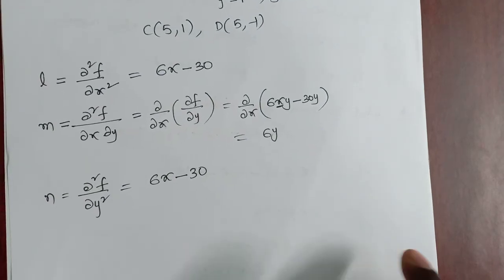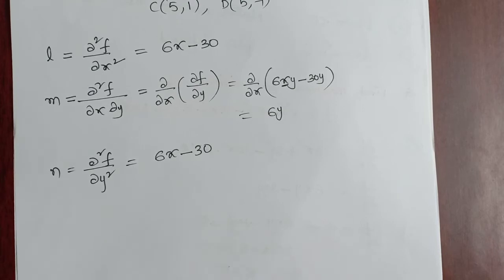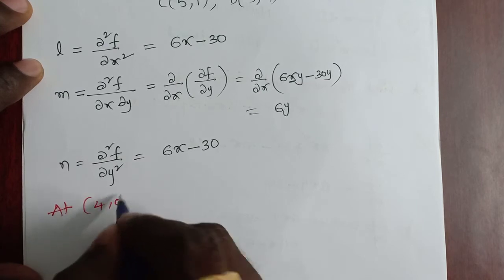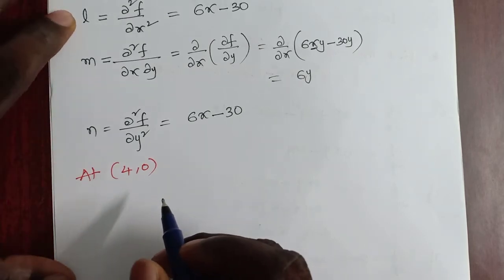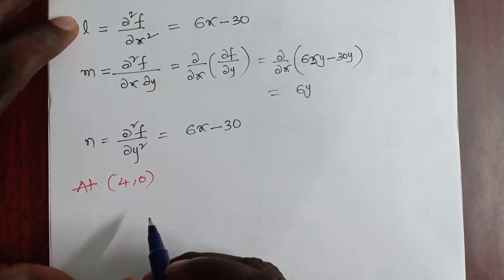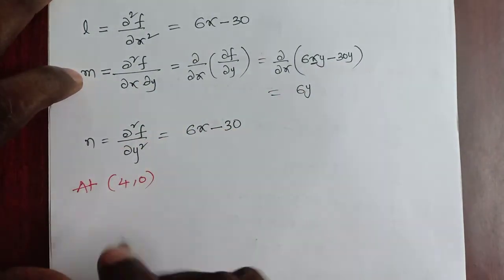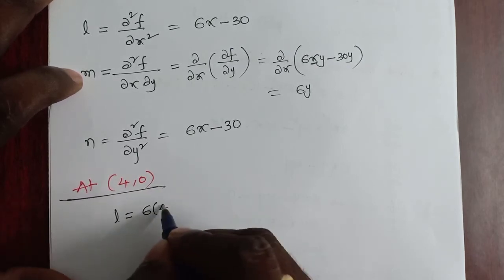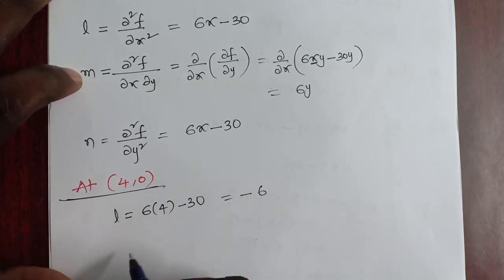Okay, now check the points. Now substitute 4 points, step by step. Now I take first point, what it is, at 4, 0. So what is L, what is M, and what is N? Now L, see here, L is what, 6x minus 30. M is what, 6y. N is what, 6x minus 30. Now coming to L, 6 into 4 minus 30. So 6 4s are 24. 24 minus 30 is what, minus 6.